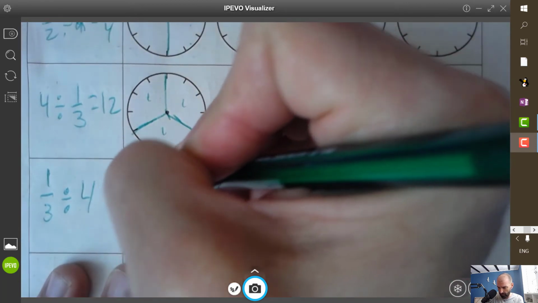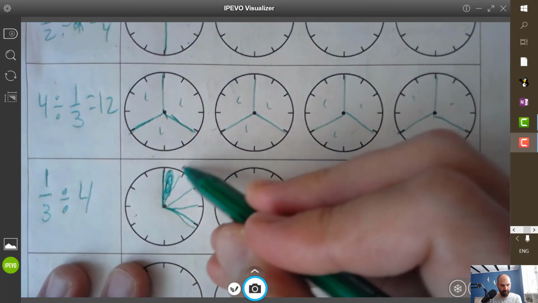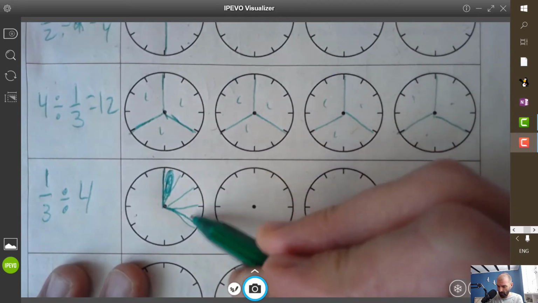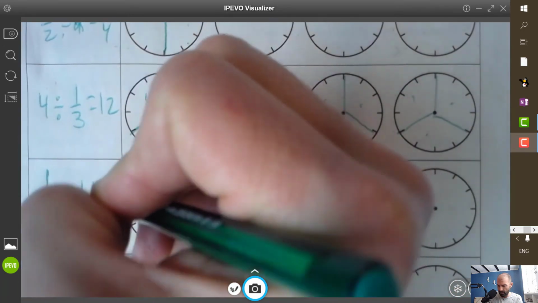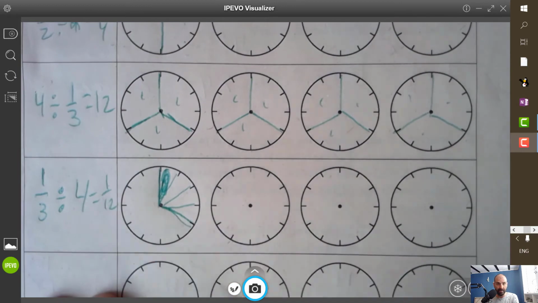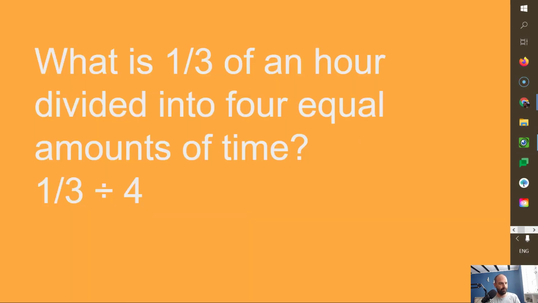So we're looking at one of these is equal to what? 1/12. Because I bet there's 12 of these pieces. 1, 2, 3, 4, 5, 6, 7, 8, 9, 10, 11, 12. Sure is. So this is 1/12. So if we split the 1/3 of an hour into 4 pieces, each piece is 1/12. Let's see what's next.